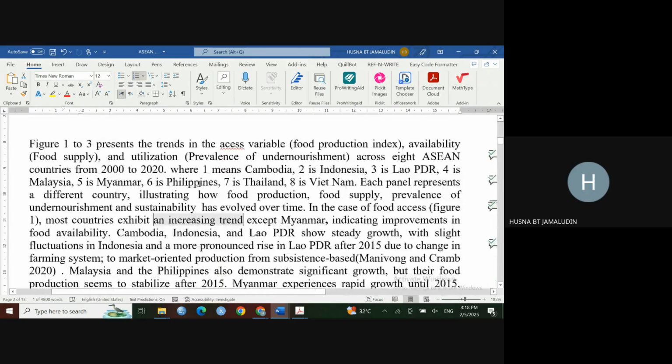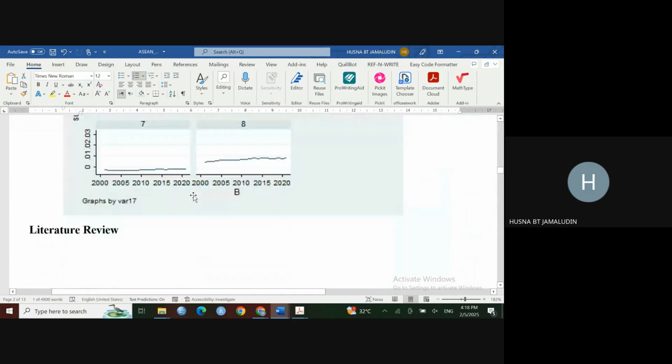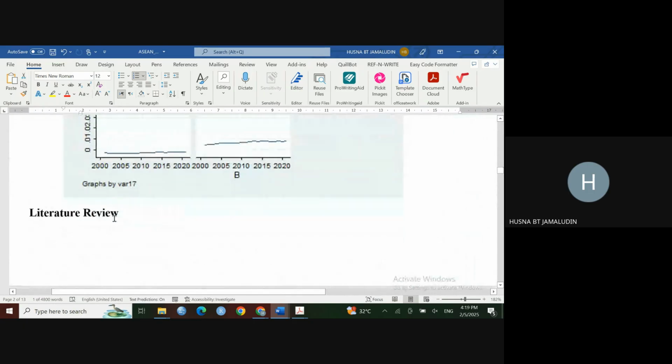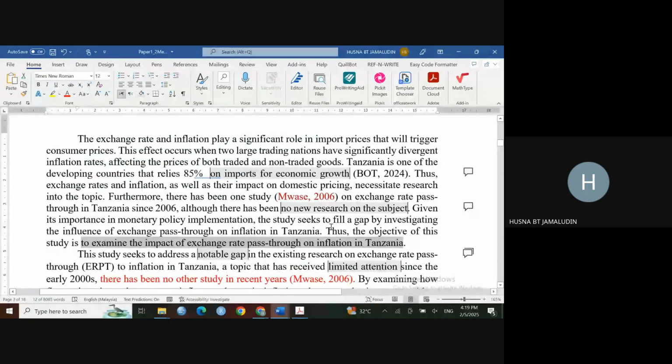After the question, you give whatever is here, and then see, after the table, you give the literature review. So people will be asking, where is the contribution of the study? What does it give to us? None. And then next.